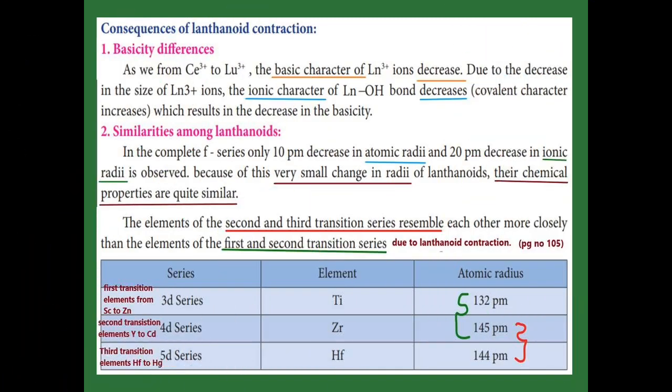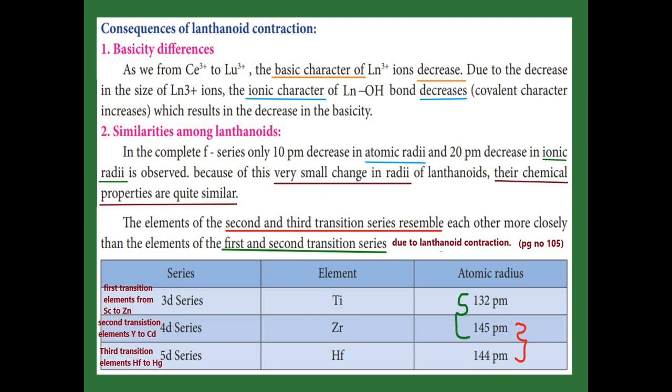Consequences of lanthanide contraction. Consequences means the effects of lanthanide contraction, which we are going to see. The first effect is basicity difference. Here they noticed cerium 3 plus to lutetium 3 plus. Instead of cerium to lutetium, they have given us cerium 3 plus to lutetium 3 plus, because the common oxidation state in transition elements is plus 3. In that plus 3 state, they have a stable electronic configuration, so they are given in the plus 3 format only.